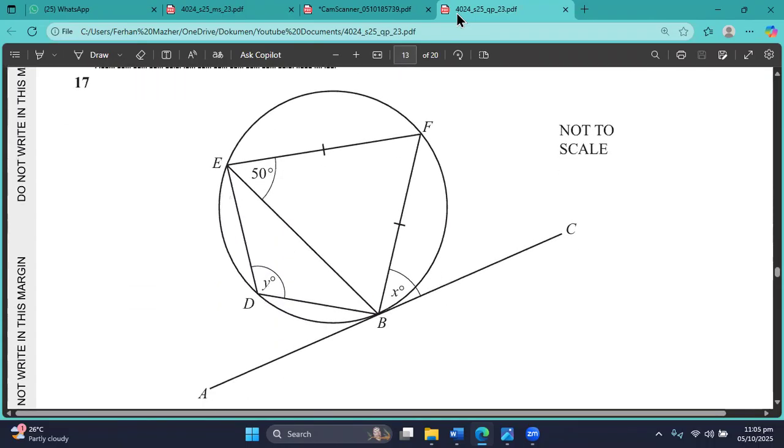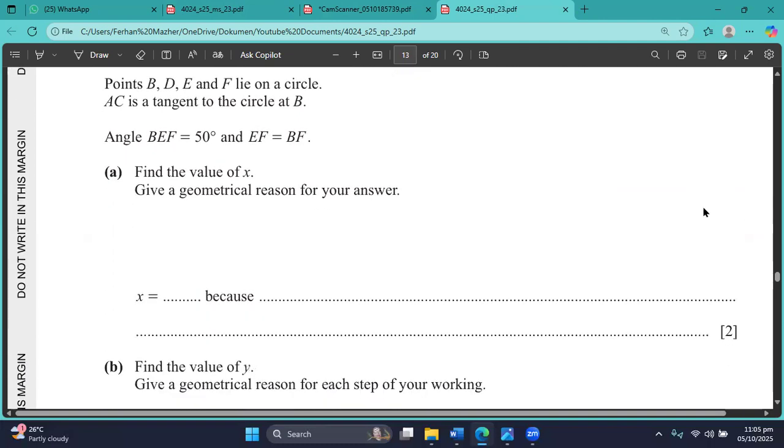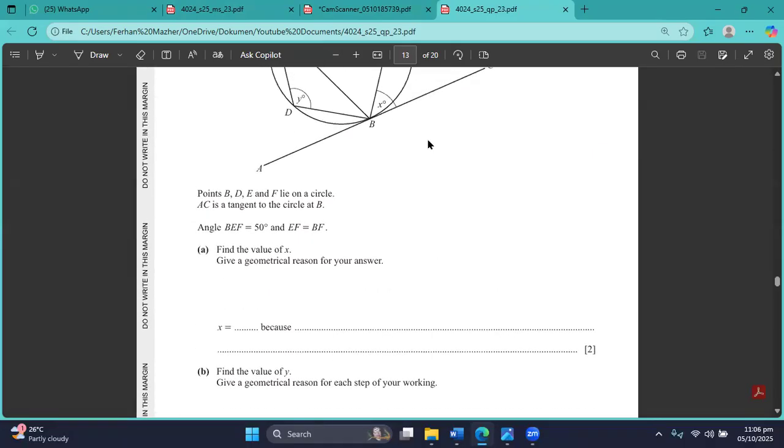Here we have question number 17. This is the diagram they have given. Their question is: the points B, D, E, and F lie on a circle. AC is a tangent to the circle at B. The angle BEF is equal to 50 degrees and EF is equal to BF. Find the value of x. Give a geometrical reason for your answer. We have to give a geometrical reason as well. So let me show you.